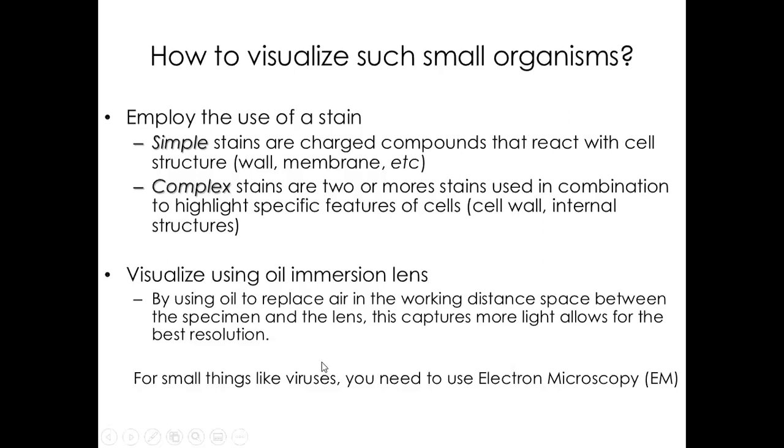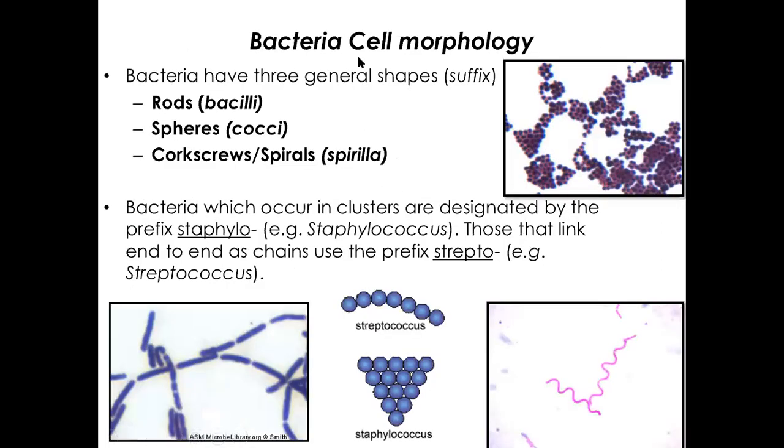If you get down to things like viruses, though, you can't see those in a microscope. You've got to use what we call electron microscopy, and we won't be getting into that too much, but it uses electron scanning, shoots electrons at the thing, and gives you back an image on a computer screen. Anyway, so bacteria, back to bacteria.